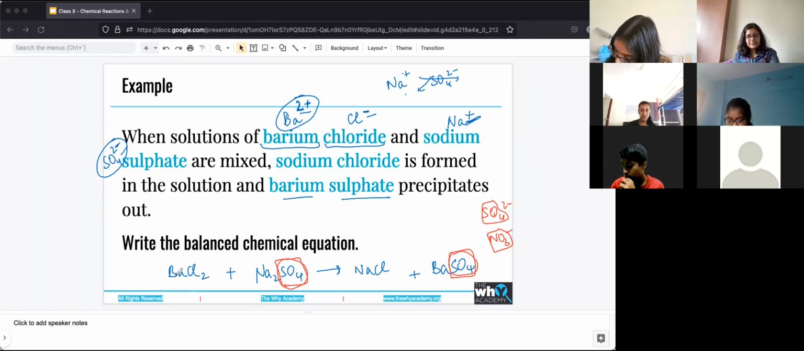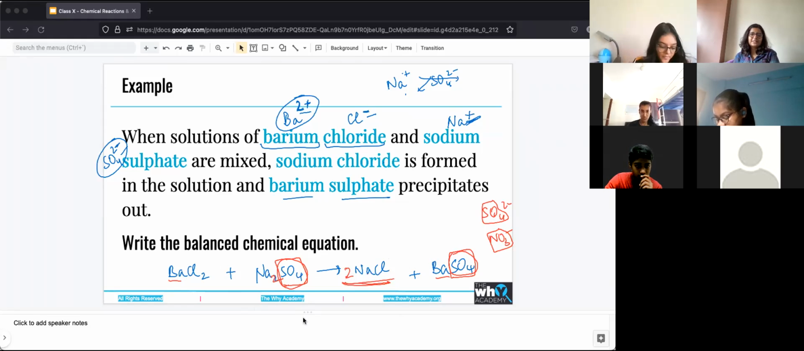Shouldn't take so long, guys. See, barium is one, barium is one. Chlorine, there's 2 here, which means you need to multiply this by 2. Sodium is 2 here, and here also it is 2 after multiplying, so that's balanced. Sulfate, like sulfur and oxygen, equal number on LHS and RHS. So all you needed to do was multiply NaCl by 2. That's the only balancing required.